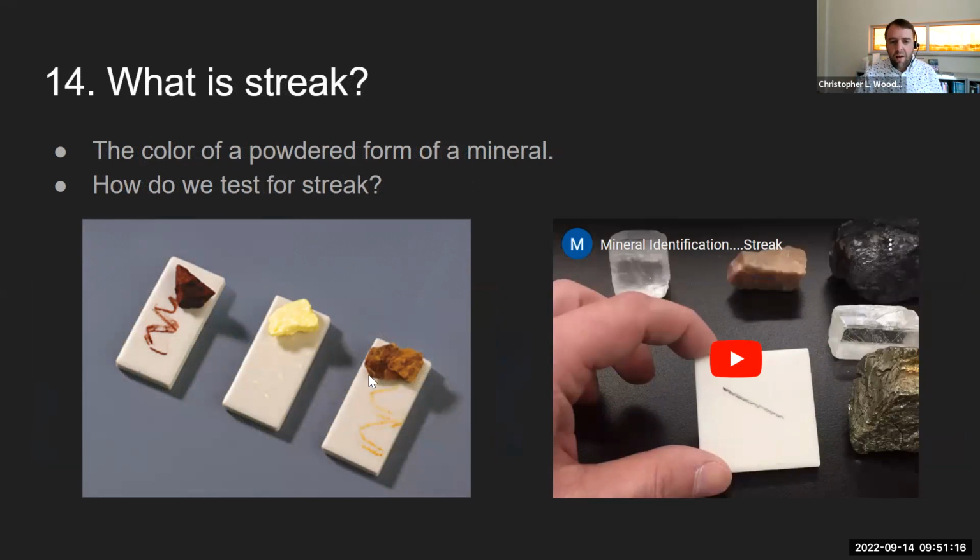Sometimes, for example, we have these 3 minerals here. One is hematite, one is limonite, and one is sulfur. Even though the 2 kind of reddish, ruddy colored ones look pretty similar, their streaks are very different. Again, when you have time, come back and watch the video on mineral identification. We'll be doing this a lot in class as well.